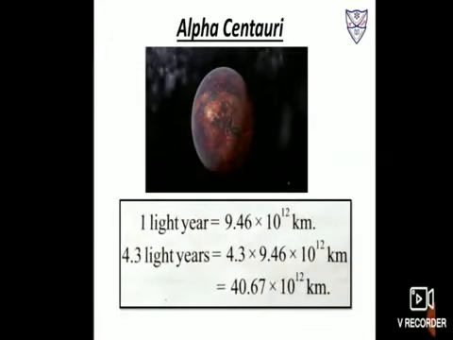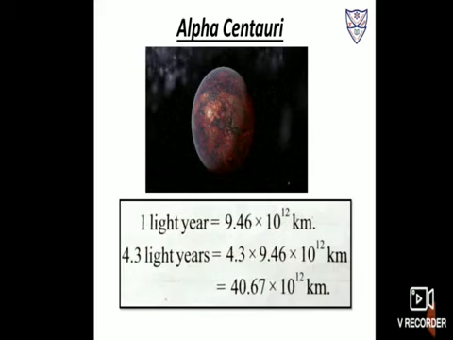Next is Alpha Centauri. Now Alpha Centauri is the nearest star to the Earth apart from the Sun. The distance of Alpha Centauri is 4.3 light years away from the Earth. Now how can we calculate this? To find the actual distance of the Alpha Centauri star from the Earth in kilometers, what can we do? See here down in the calculation.